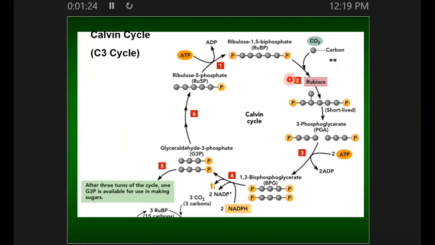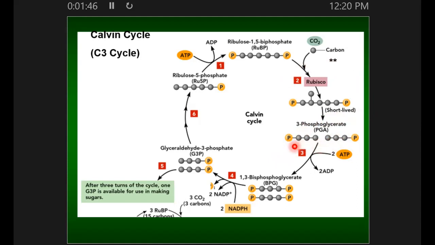And if everything goes okay, you're going to end up with 2 identical molecules of PGA. But that all happens spontaneously. So as long as Rubisco is surrounded by CO2 and RuBP, this will just happen. There's no input of energy, no ATP, no NADPH. It'll just happen.